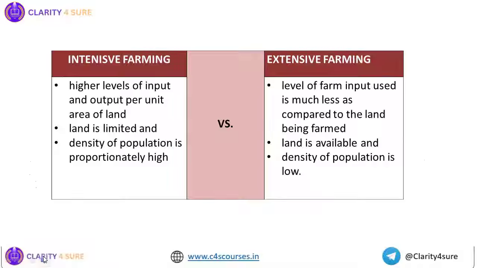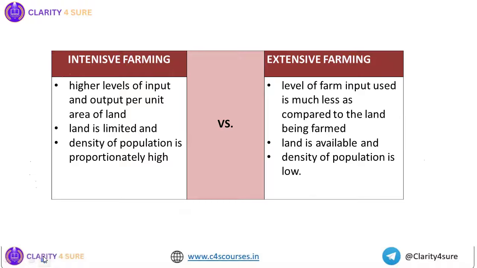On the other hand, extensive farming used to be practiced a very long time back, right? When land used to be available, density of population was low, so the demand for crops was also low. So in that case, extensive farming was practiced. The level of input used was much less as compared to the land being farmed, because they did not have to produce a large amount of output since the density of population was low, right? So that is your extensive farming versus intensive farming.